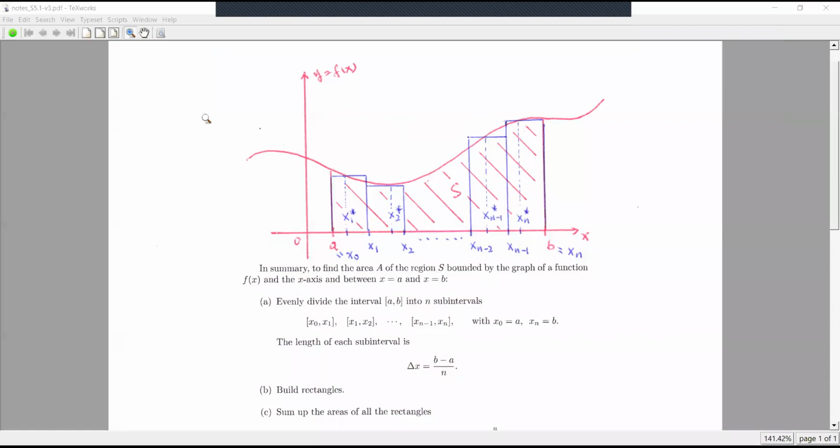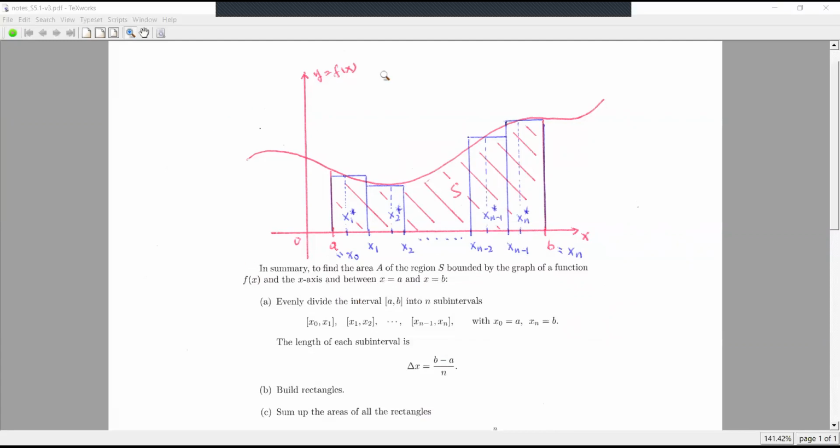In example 1, we successfully found the area of the region that lies between a parabola and the x-axis and between 0 and 1. The solution can be applied to find the area of a region that lies between a general curve and the x-axis. Let me make a summary here. Suppose we want to find the area of the region bounded by the graph of some function. This function may not be a parabola, it can be a general function, and the x-axis, between a and b.